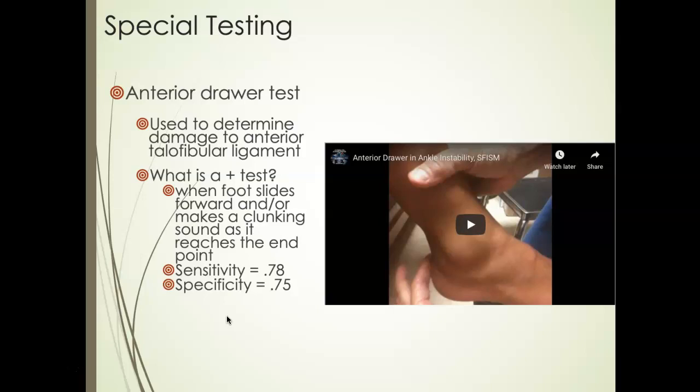In this particular case, the anterior drawer test is the only test that we have to rule in the ATFL injury. And so we just need to know if it's negative, right? If it's negative, we're 78% sure that they don't have it. And if it's positive, we're 75% sure that they do have it.